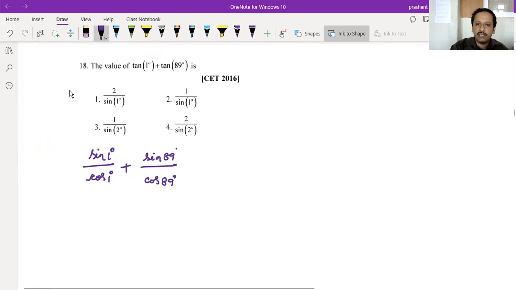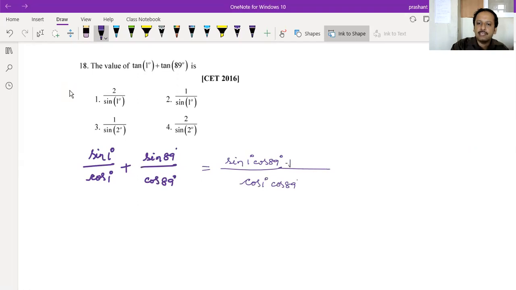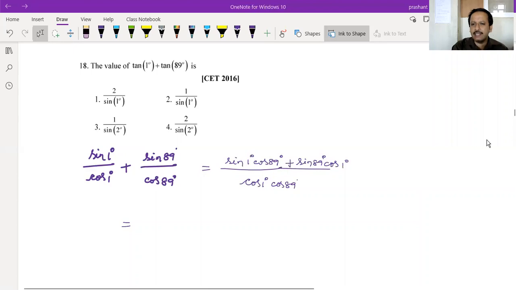LCM is cos 1 degree into cos 89 degree. Then the numerator will be sine 1 degree into cos 89 degree plus sine 89 degree into cos 1 degree. Look at the numerator now: sine 1 degree cos 89 degree plus sine 89 degree into cos 1 degree. It looks like sine A cos B plus cos A sine B, right?